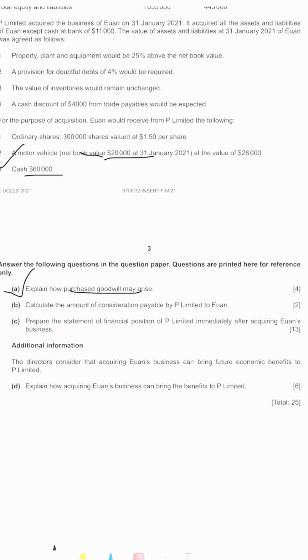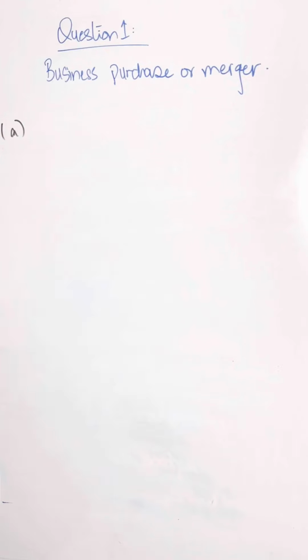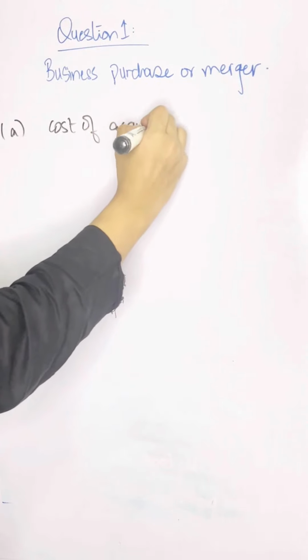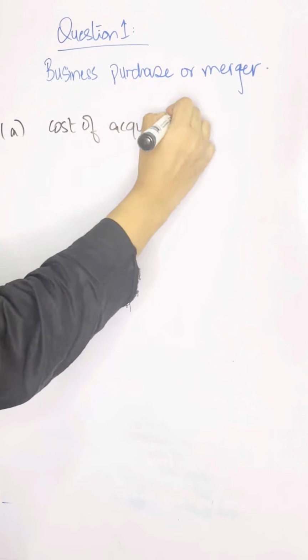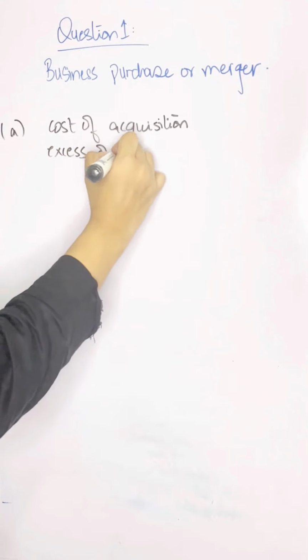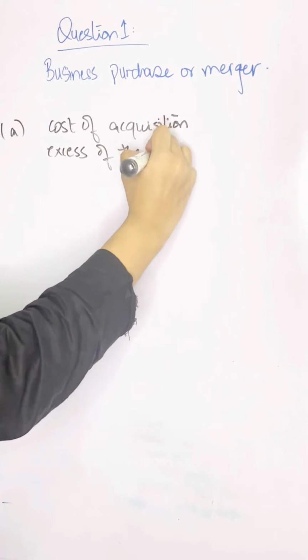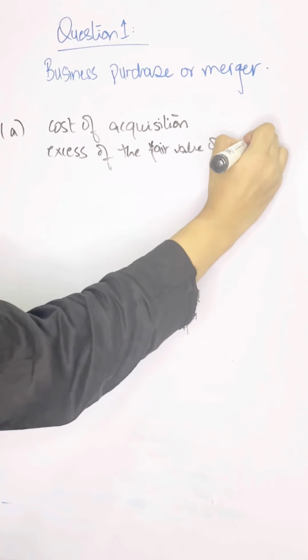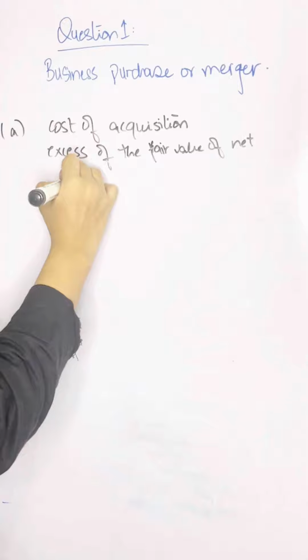We'll look on to the calculation part. The B part basically is calculate the amount of consideration payable by P Limited to Iran. So for the A part, it is clear that it is the cost of acquisition and it is the excess of the fair value of the net book value of assets too.